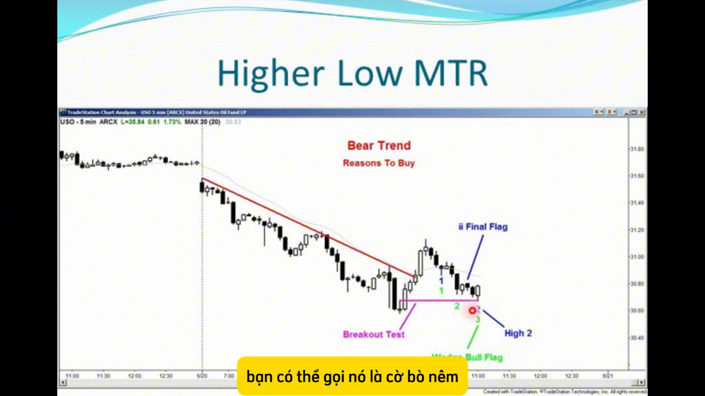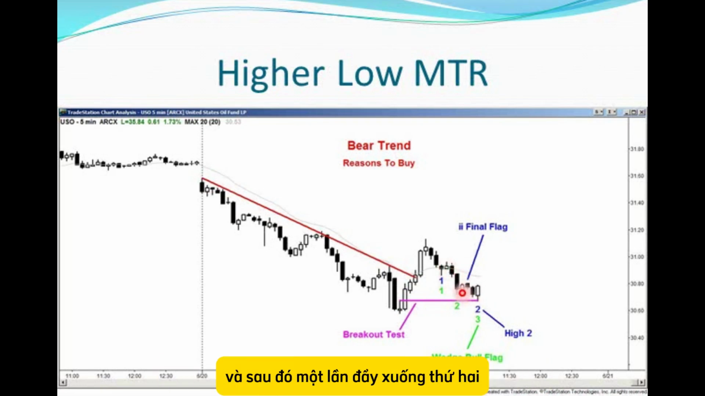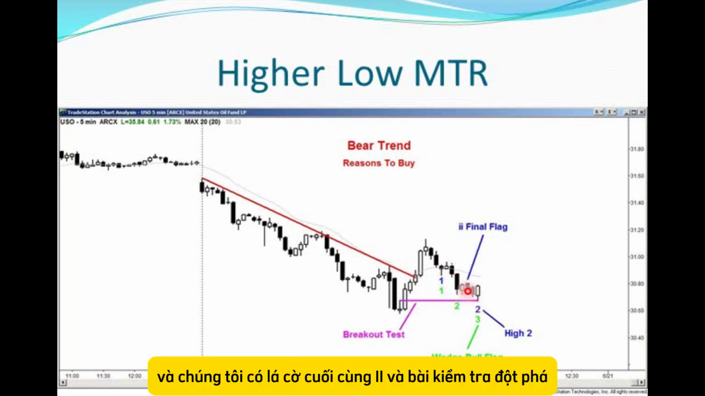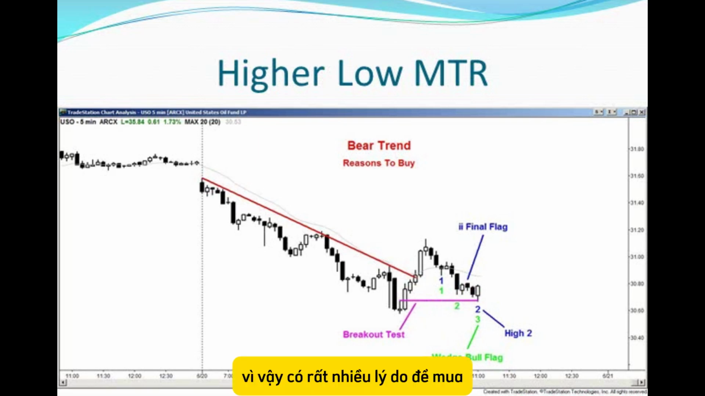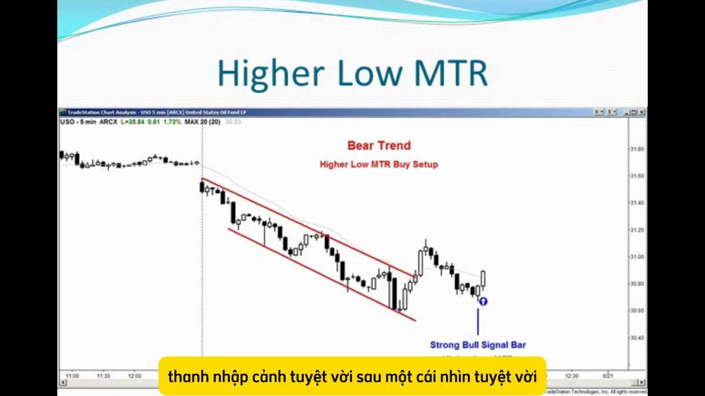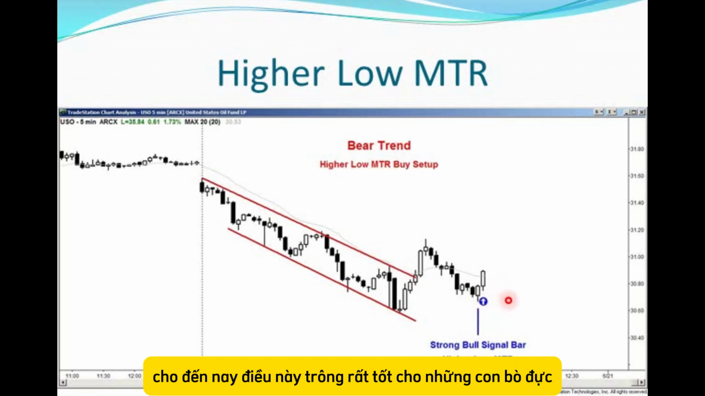You can call it a wedge bull flag, 3 pushes down. You could call it simply a high 2, 1 push down, and then a second push down that's subdivided. And we have the II final flag and the breakout test. So there are a lot of reasons to buy. Great looking entry bar after a great looking signal bar. So far this is looking very good for the bulls.